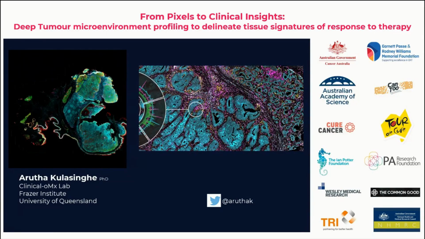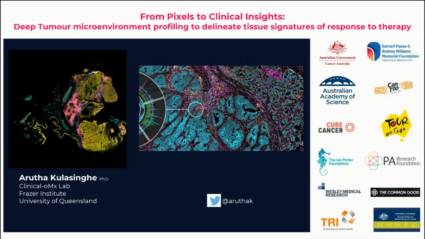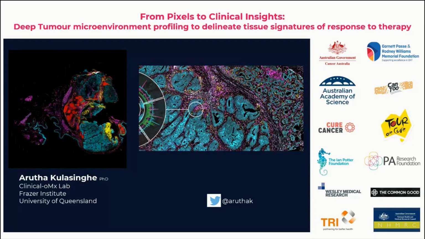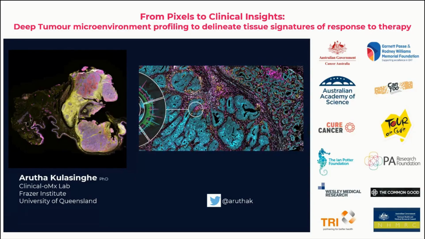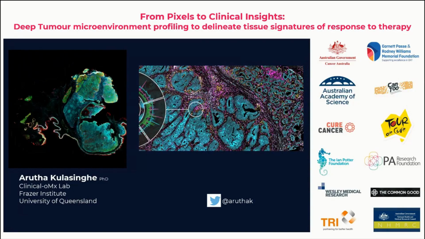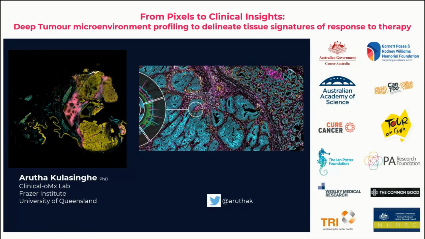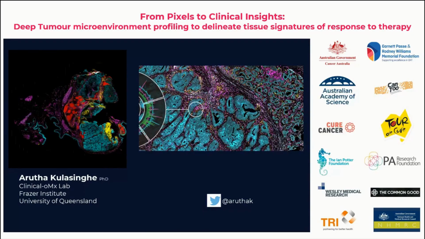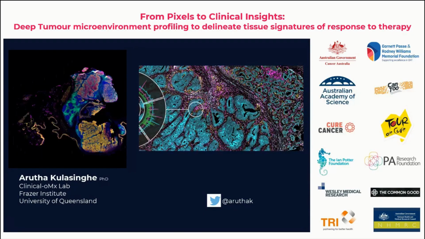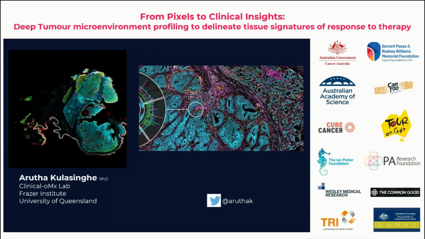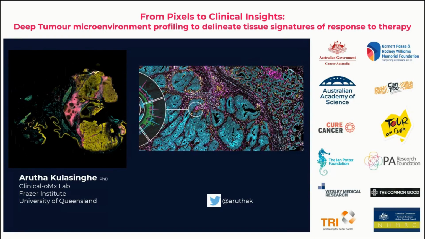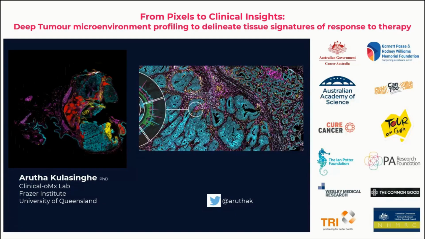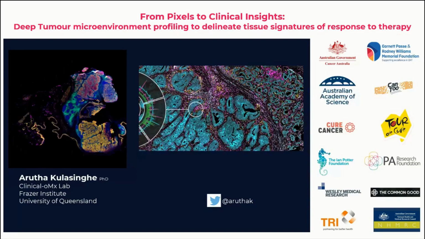Thank you for the invitation to speak today to Scientist.com and Akoya Biosciences. Today I'll be talking to you about from pixels to clinical insights, a really deep dive on the tumor microenvironment in lung cancer, head and neck cancer, and skin cancers. My name is Arutha Kulasinghe. I'm from the Clinical Omics Lab, a lab which I lead at the Fraser Institute at the University of Queensland in sunny Brisbane, Australia. I'd like to acknowledge a number of funding agencies that support this work, both nationally and internationally. And with that, I think we'll probably kick off.